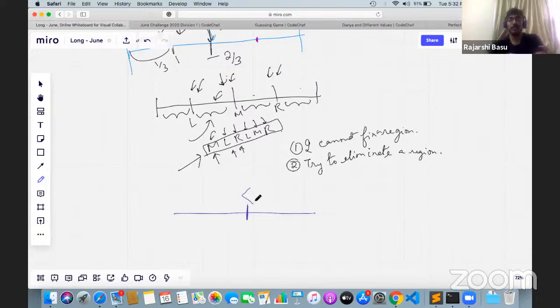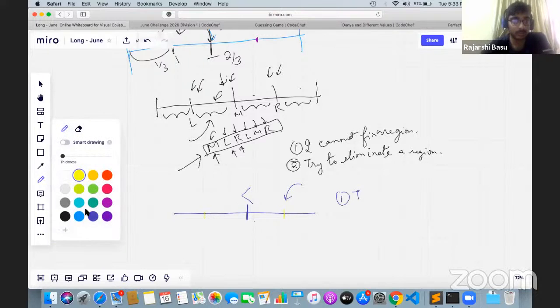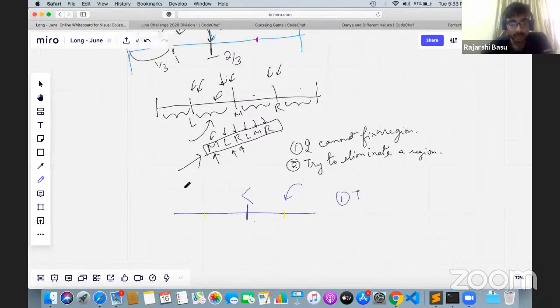Now there are two possible cases, right? Case one, the grader told the truth and the actual answer lies somewhere here. So let me also mark the regions. Let's say this is region 1, this is region 2, this is region 3, this is region 4. If the grader is telling the truth, then the regions where it definitely cannot be are 1 and 2.